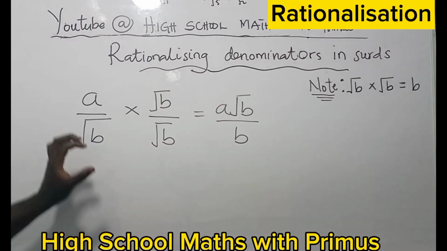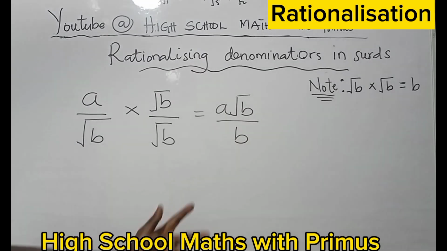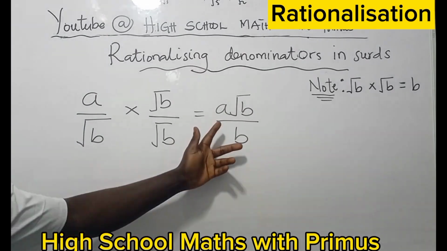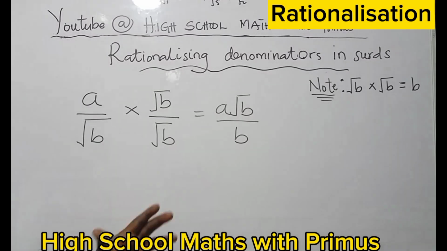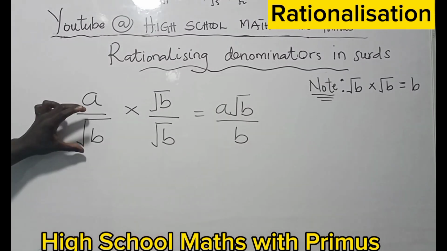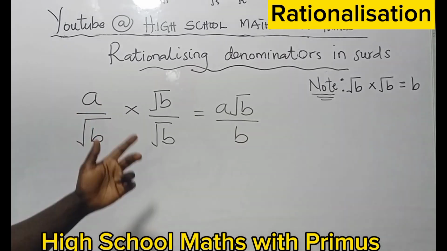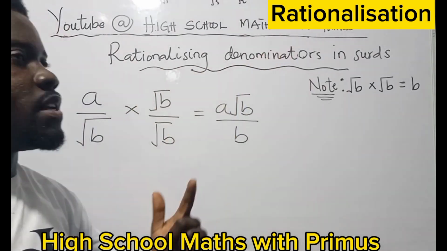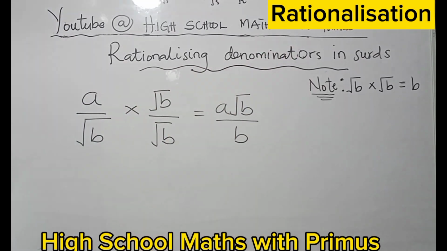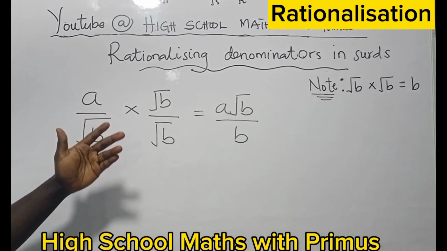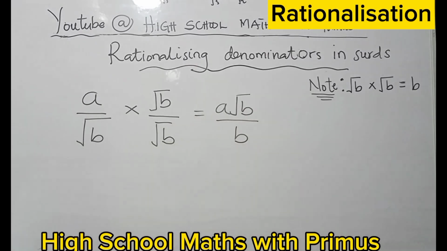We've been able to eliminate the surd from the denominator. We are having b, and b is considered to be a rational number. The process of changing the irrational denominator to a rational denominator, or the process of removing the surd from the denominator, is what we call rationalizing the denominator. So we just rationalized the denominator root b, and it became b.